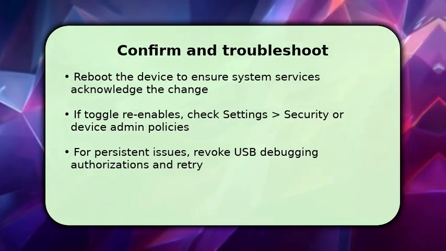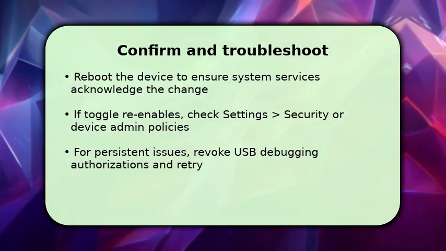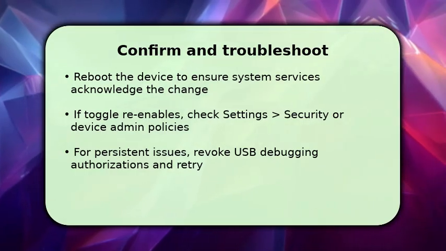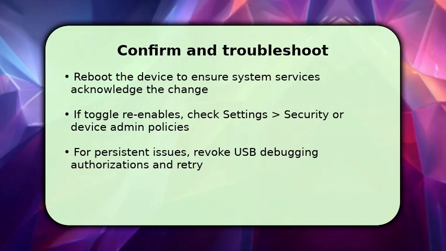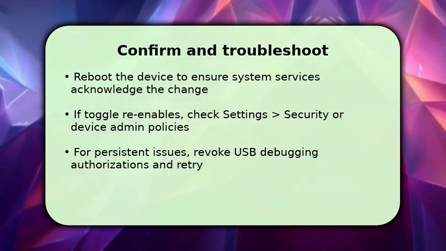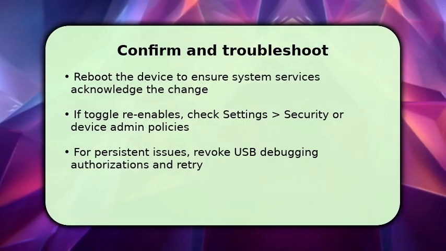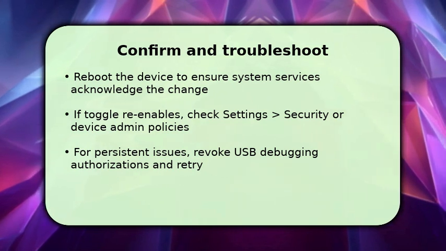If you find the toggle re-enables itself, inspect security and device admin policies. MDM or vendor apps can force USB debugging on. Once done, you can also revoke USB debugging authorizations in developer options to clear saved host keys. If problems continue, disable suspicious device admin apps, reboot again, and then verify protected content plays as expected.